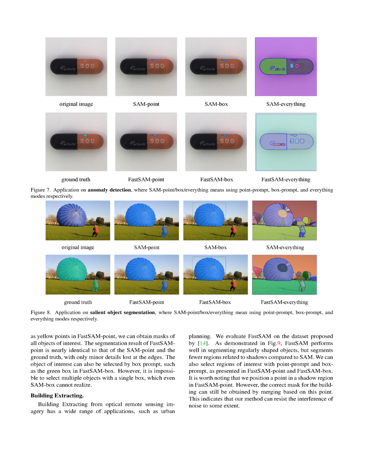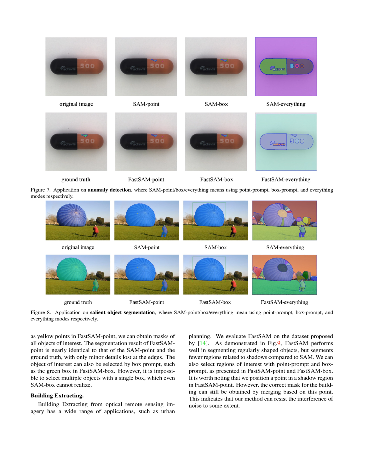Section: Building Extracting. We are focusing on the section of the paper that discusses the performance and applications of the proposed method called FAST for building extraction from optical remote sensing imagery. This technique has various applications, including urban planning. To evaluate the effectiveness of FAST, we used a dataset introduced by a previous study. Our results, shown in the figure, indicate that FAST performs well in segmenting regularly shaped objects. However, it tends to segment fewer regions associated with shadows compared to another method we compared it with.